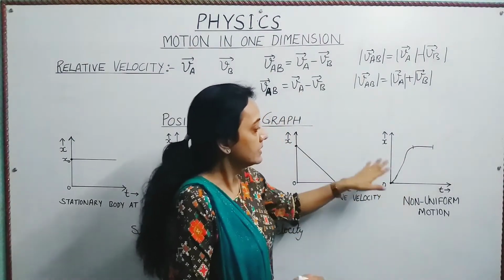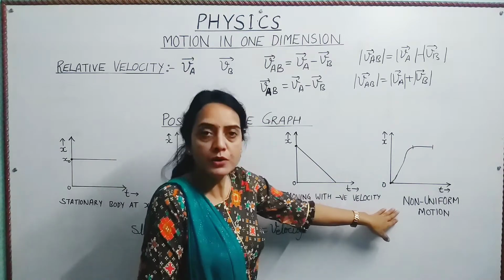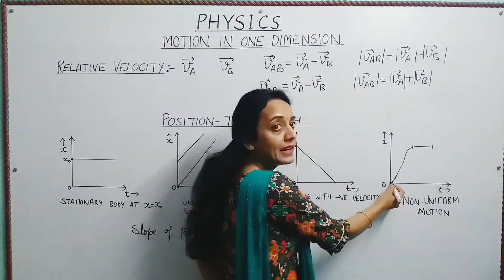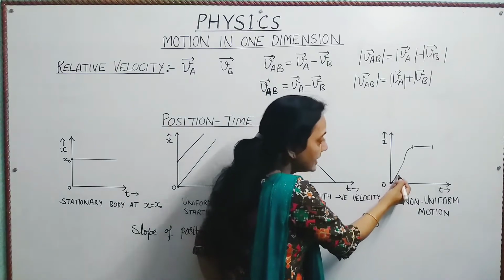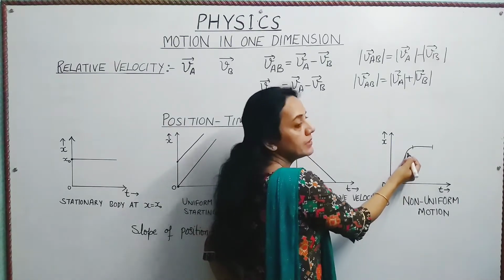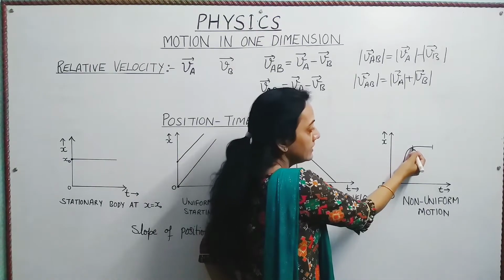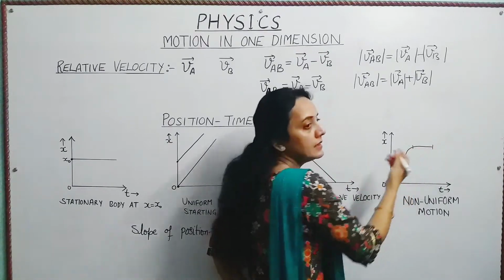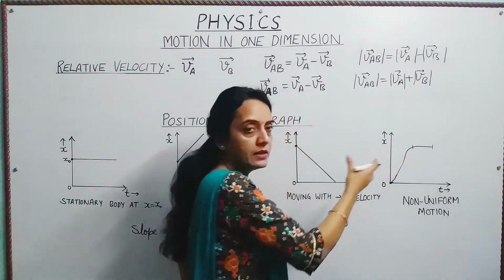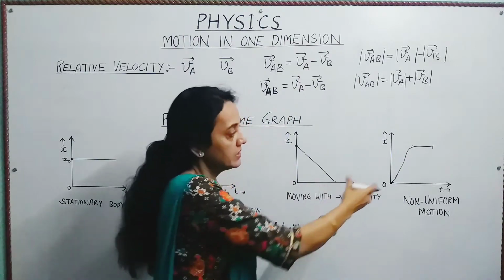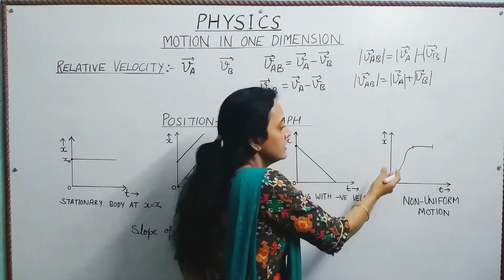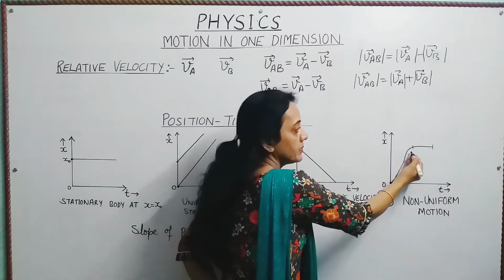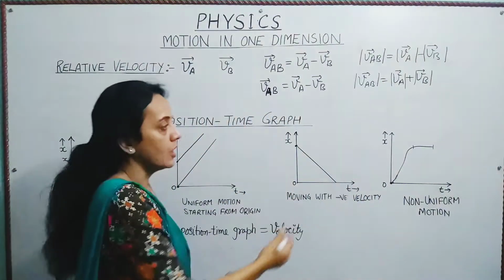In this graph, the body is moving in a non-uniform motion. Here the body is starting from the origin at time t equals 0. It gains some speed, then moves with constant speed or velocity, then brakes are applied, and then it does not change its position and it comes to rest. Time is increasing but the position is not changing. So this is a graph where the body starts, gains some constant speed, and then it stops.